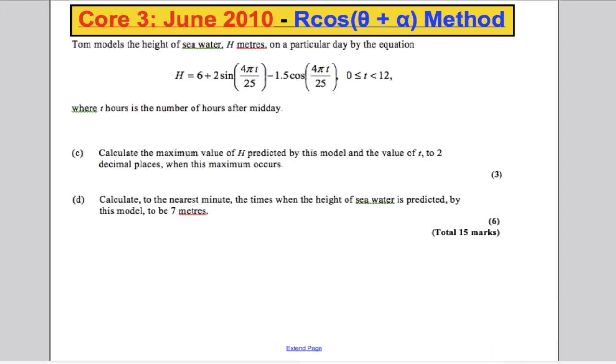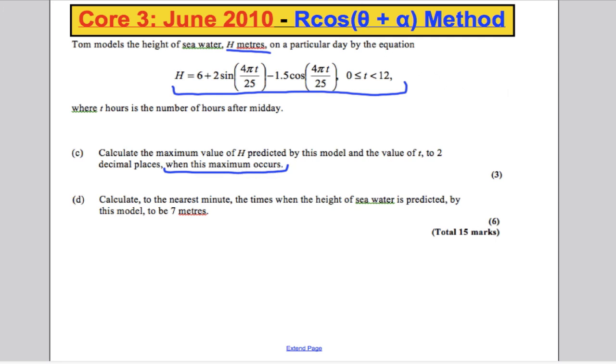Next, moving on to part C, it says Tom models the seawater using this complicated formula there. So he models the height of the sea by that equation. T is the number of hours. Calculate the maximum value of H predicted by this value to 2 decimal places and state where the maximum occurs.